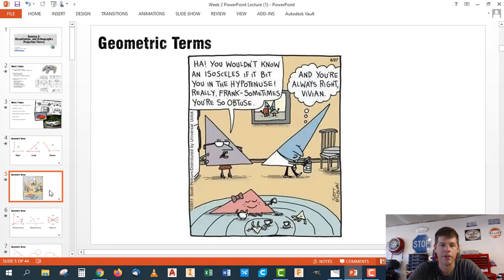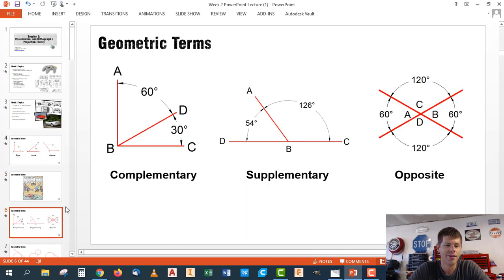Corny joke for you. My triangle family here, we obviously have the nagging wife and the browbeaten husband. And the wife says, "Ha! You wouldn't know an isosceles if it bit you in the hypotenuse. Really, Frank. Sometimes you're so obtuse." And apathetic Frank says, "And you're always right, Vivian." My little triangle down here is playing on the carpet with its toy triangles. Anyway, stupid joke.